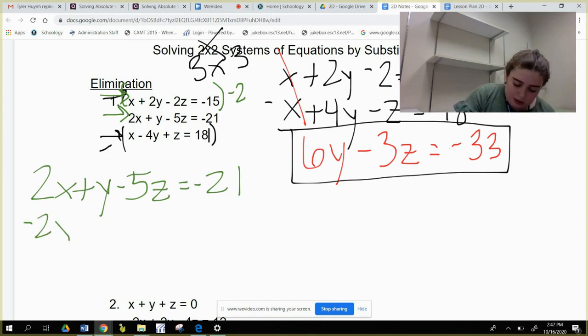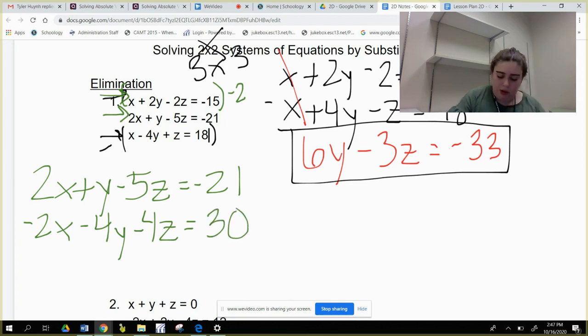So we have -2x minus 4y minus 4z equals 30, positive 30. Okay, awesome. Oh, and that was supposed to be plus 4z, right? Negative times negative makes a positive. Okay, awesome. So there we have our two equations for that one. So we can cancel out those x's. They make 0, so they're gone. Let's combine everything else. So y minus 4y is -3y.